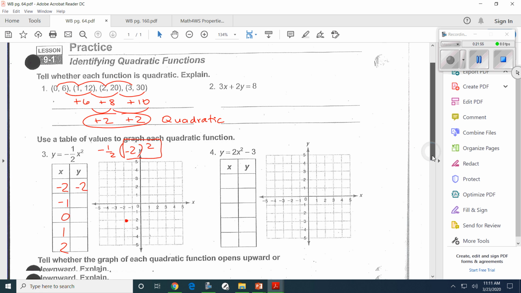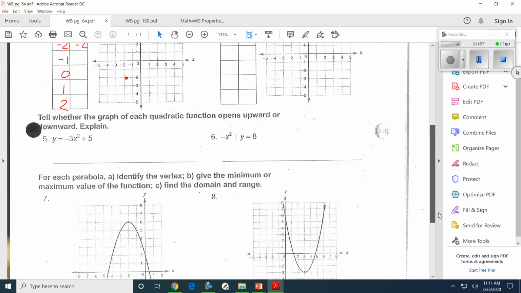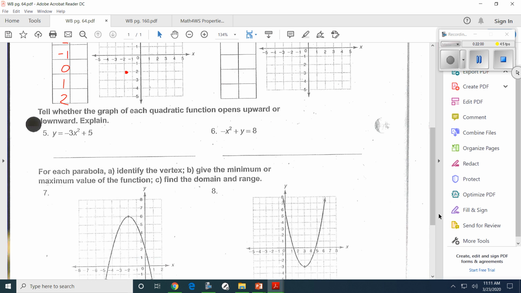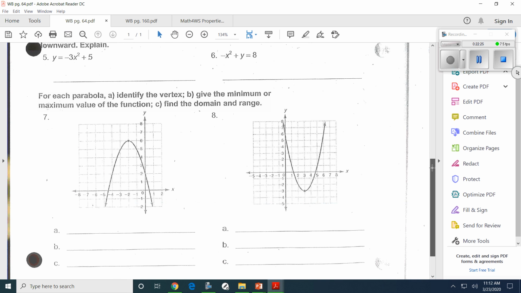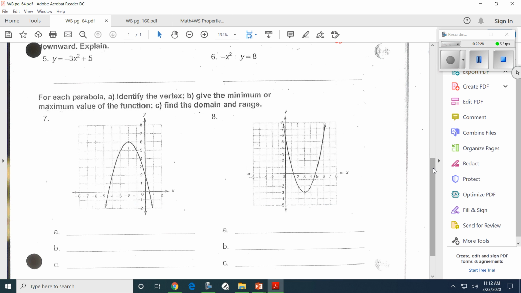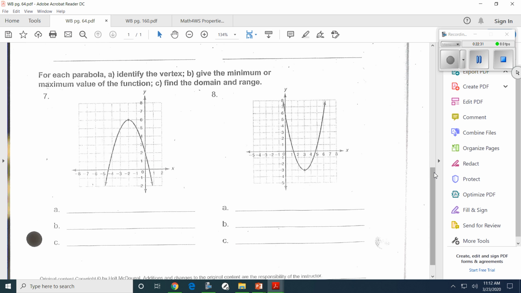On the next part, tell whether the graph of each quadratic function opens upward or downward. Make sure it's in standard form. And once it's in standard form, look to see if the coefficient, if the A term is positive, it's going to open upward. If the A term is negative, it's going to be downward. For the bottom part, for each parabola, identify the vertex, then give the minimum or maximum, and then find the domain and range. That's a lot of steps.